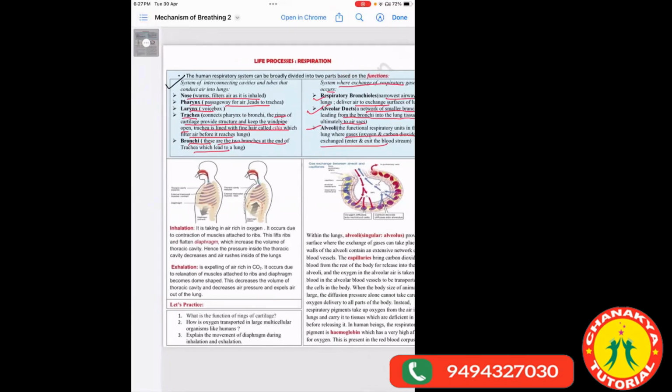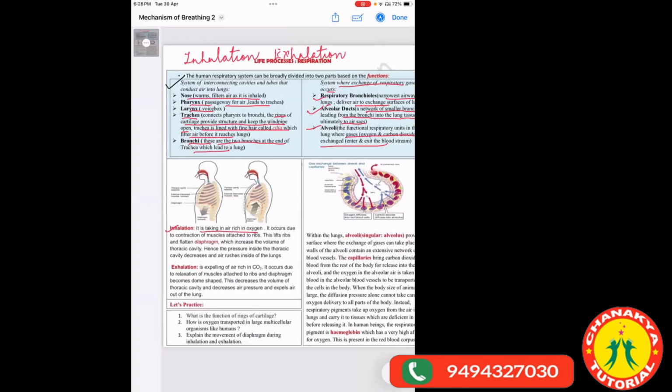So now the next process we will be learning is about breathing. When we talk about breathing, it involves two things. The first thing is inhalation and the second thing is exhalation. Inhalation and exhalation are the two processes which go on simultaneously during breathing. Inhalation is taking in air rich in oxygen. So when we breathe in, we will be taking the air which is rich in oxygen, and this is what we call inhalation.